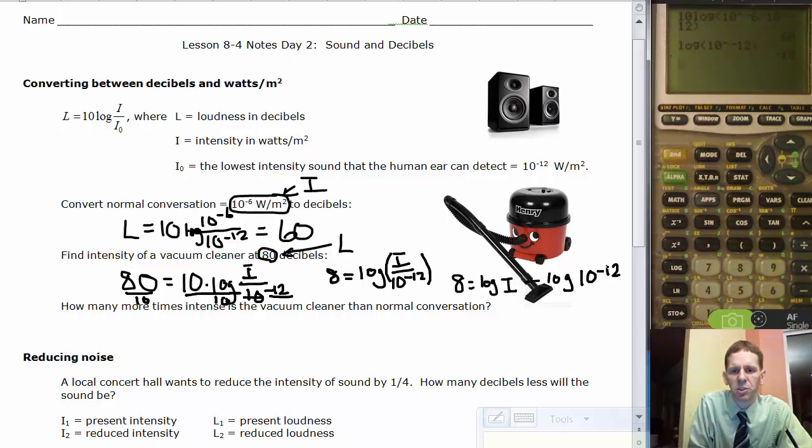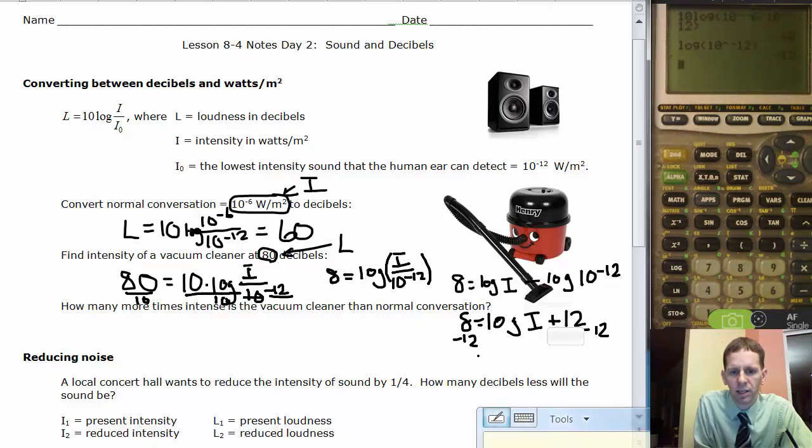And that should make sense because when you think about logs, we're trying to think of 10 to what power would equal 10 to the negative 12th power. Well, negative 12 would be your power. So we're going to replace the log of 10 to the negative 12th power in this problem. What we have here is 8 equals log I minus a negative 12, which is plus 12. So next thing we can do is subtract 12 from both sides, and you get negative 4 equals log of I.